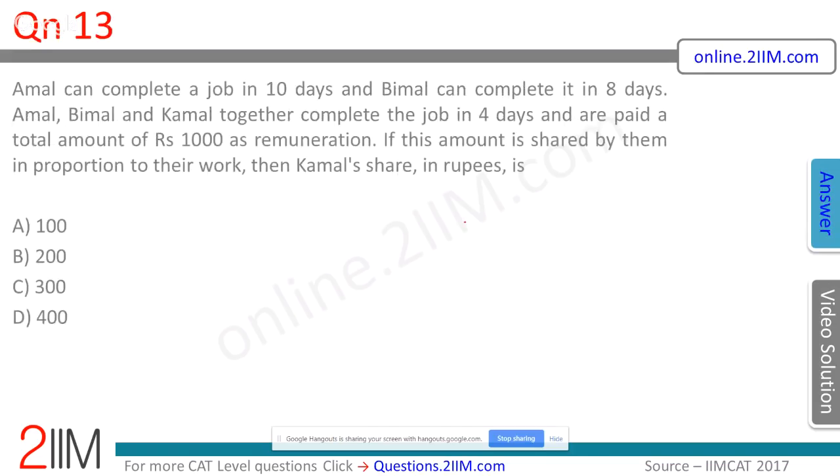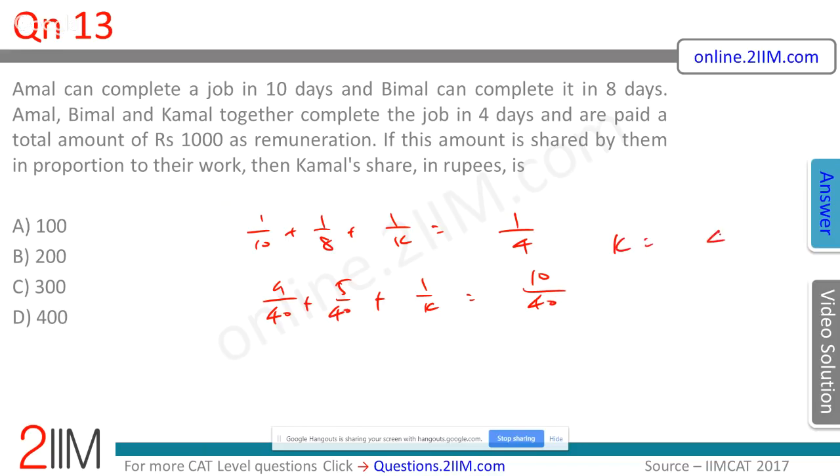Amal can complete a job in 10 days and Bimal can complete it in 8 days. Amal, Bimal and Kamal complete the job in 4 days. 1 by 10 plus 1 by 8 plus 1 by k equals 1 by 4. LCM is 40: 4 by 40 plus 5 by 40 plus 1 by k equals 10 by 40, so k is 40.